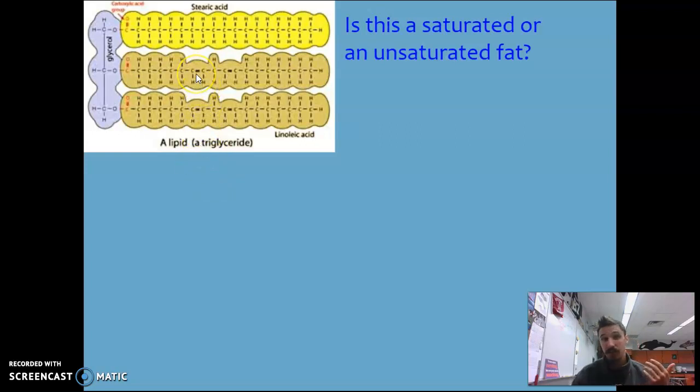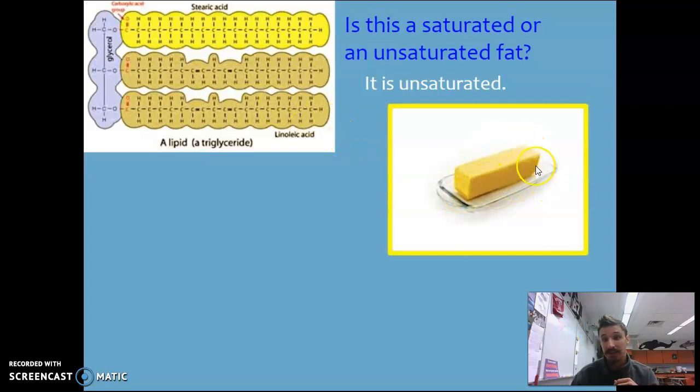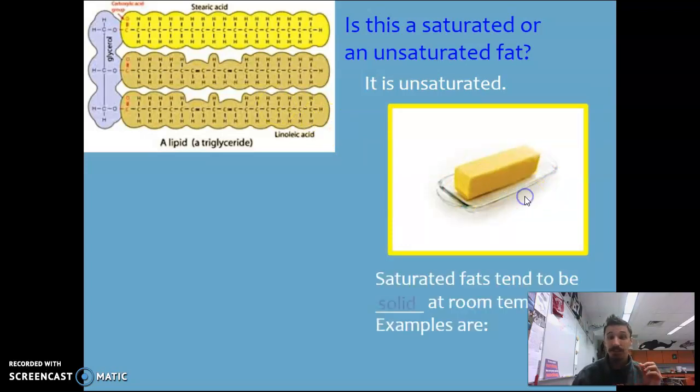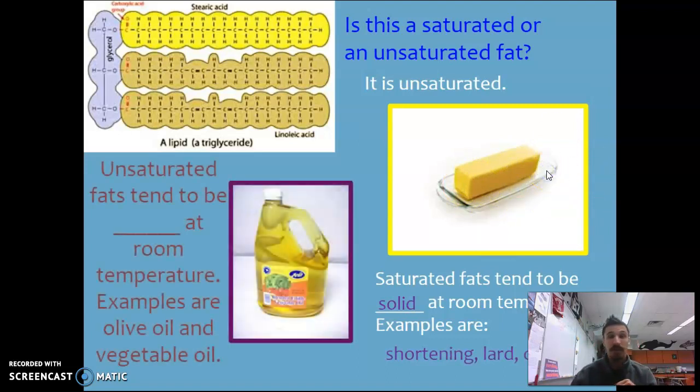So, is this saturated or unsaturated fat? Spoiler alert again, I already told you here's one carbon-carbon double bond, here's another, here's some right here. So this is going to be an unsaturated fat. And saturated fats tend to be solids at room temperature. Some examples are shortening, butter, lard. These are all solids at room temperature. Unsaturated fats, like we see pictured here with those carbon-carbon double bonds, those kinked tails, tend to be liquid at room temperature. Some examples of those are olive oil, vegetable oil, cooking oils in general.